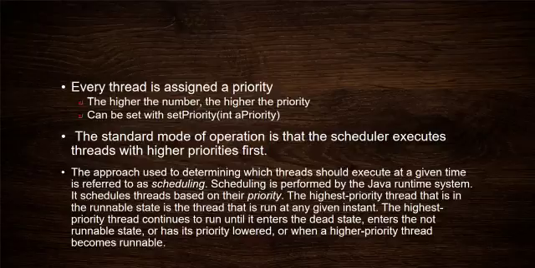The approach used to determine which thread should be executed at a given time is referred to as scheduling. It is performed by the Java runtime system. It schedules threads based on their priority. The higher priority thread in runnable state is run at a given instant. The highest priority thread continues to run until it reaches the dead state or enters the not runnable state or has its priority lowered or when a higher priority thread becomes runnable.